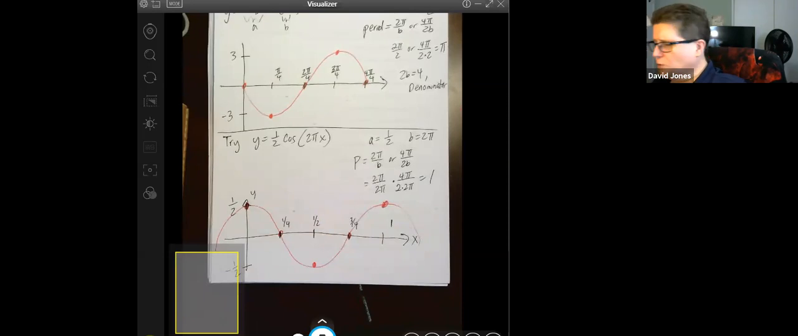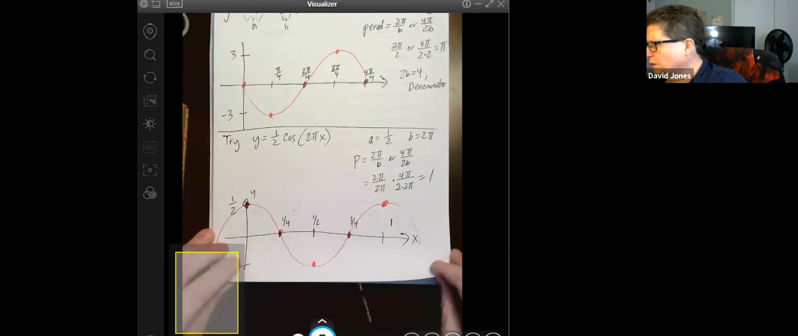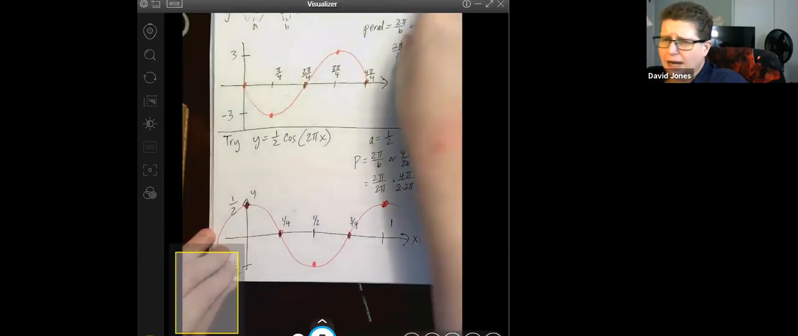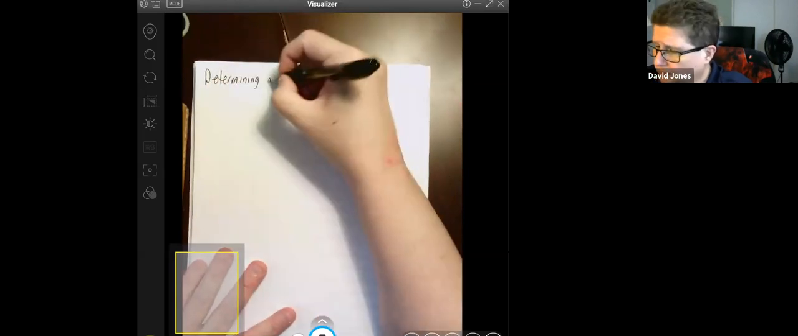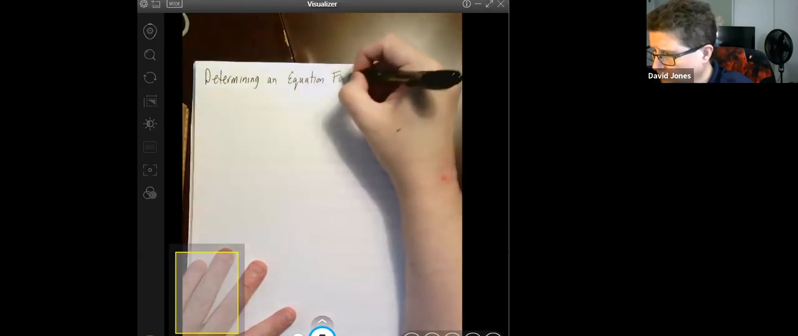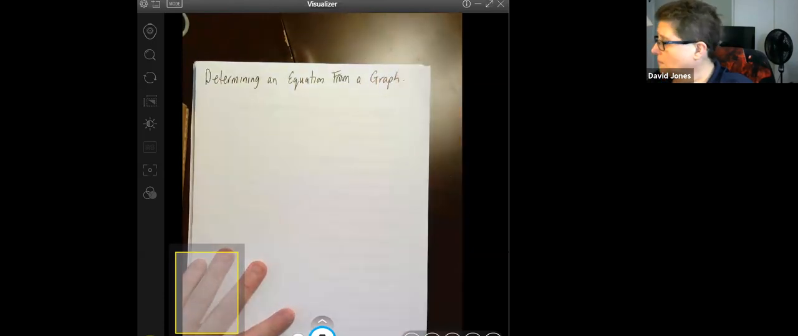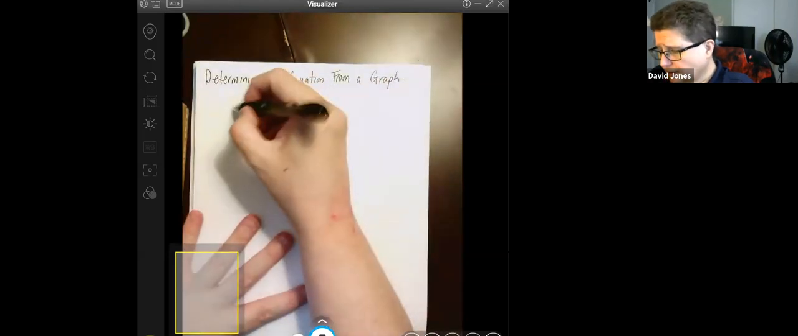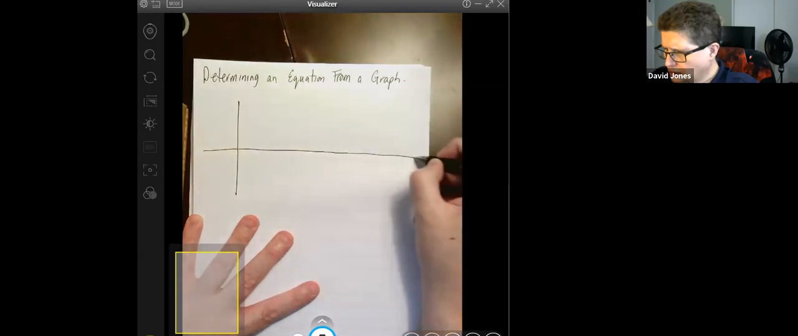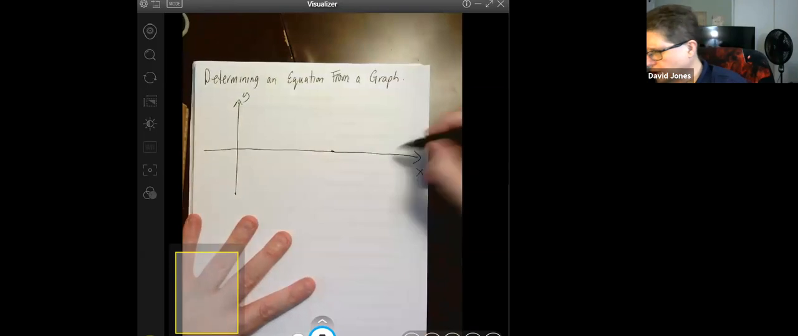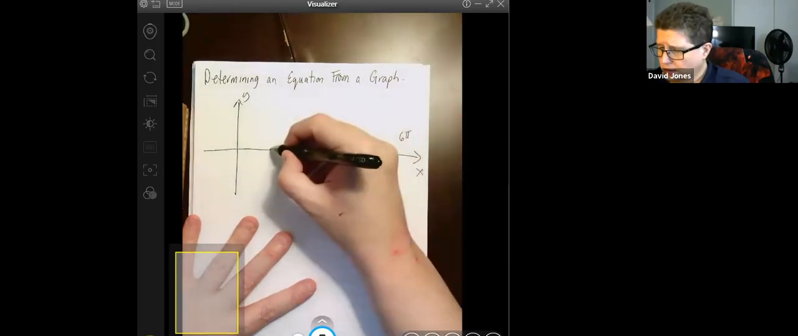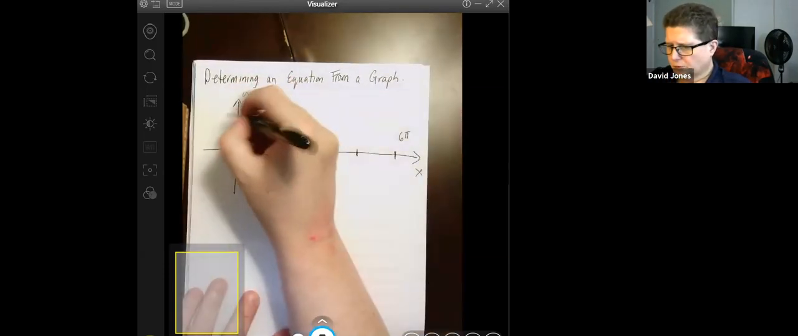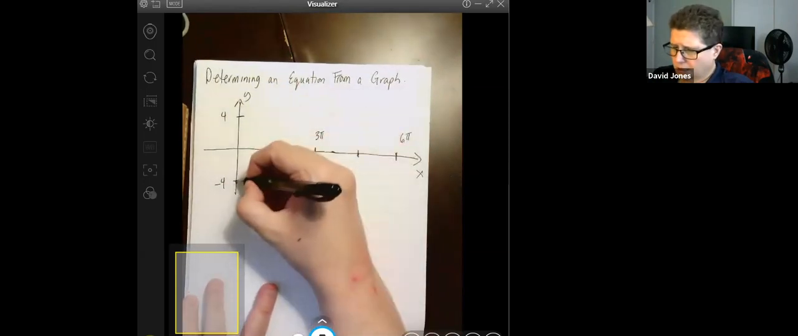So that's how they're going to have you doing stuff in the homework, how you graph this stuff. They'll also give you a problem where we determine an equation from a graph. So let me give you a graph and we'll work on determining it. So let's give you this. I'm going to go out. This is going to be 6 pi. This will be 4 and negative 4. And I'm going to go like this.